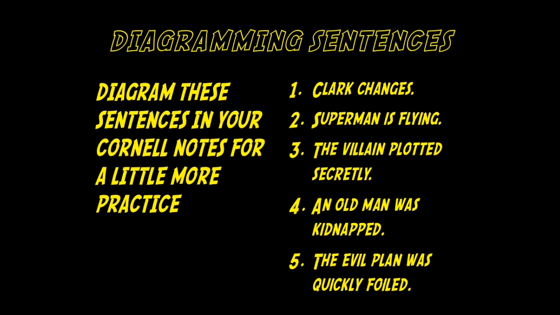But we're going to wrap things up with a few more examples or practices that you're going to be doing on your own. So on your Cornell notes, you're going to be diagramming these 5 sentences. Clark changes, Superman is flying, the villain plotted secretly, an old man was kidnapped, and the evil plan was quickly foiled. Go ahead and write these examples down into your notes and diagram them all out in your notes, and make sure that you're turning your notes in at the end of the week on Friday.